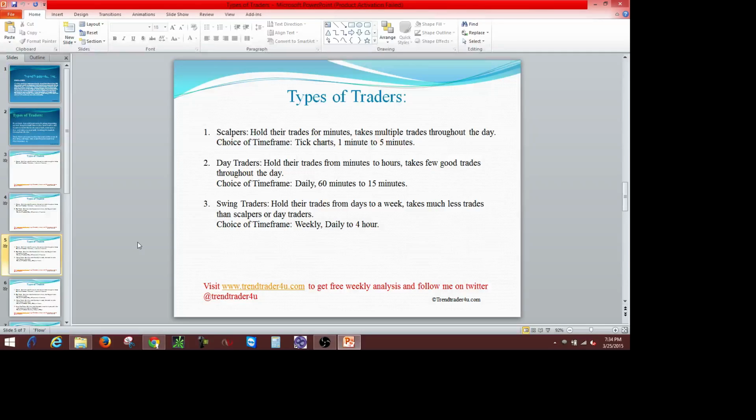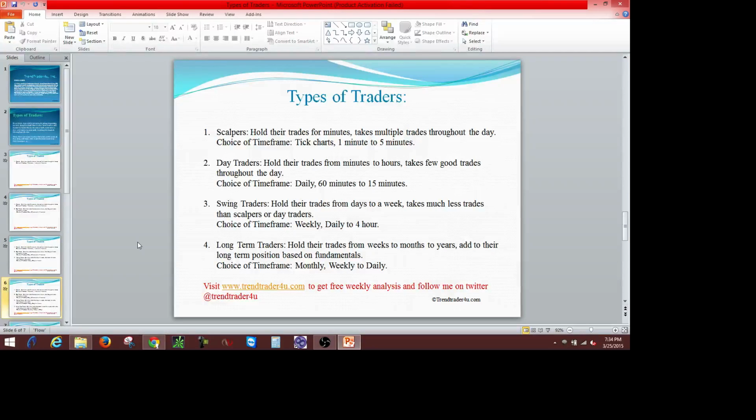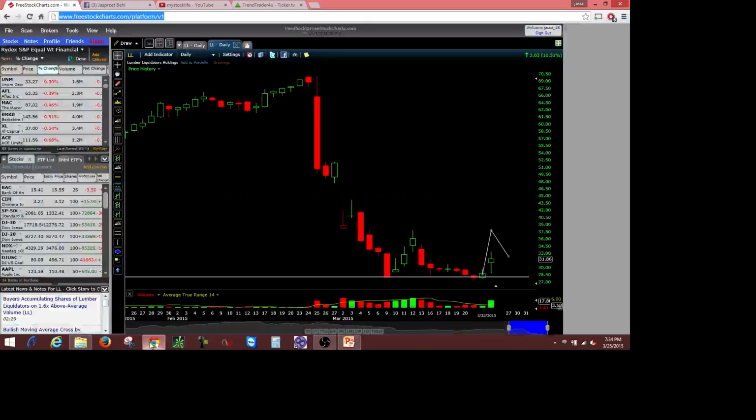Hopefully that's making sense. So then you have long-term traders. This is more likely the Warren Buffett approach. They hold their trades from weeks to months and even years. They go for a long time and they add to their position based on technicals. So let's see. Let's type in Apple.